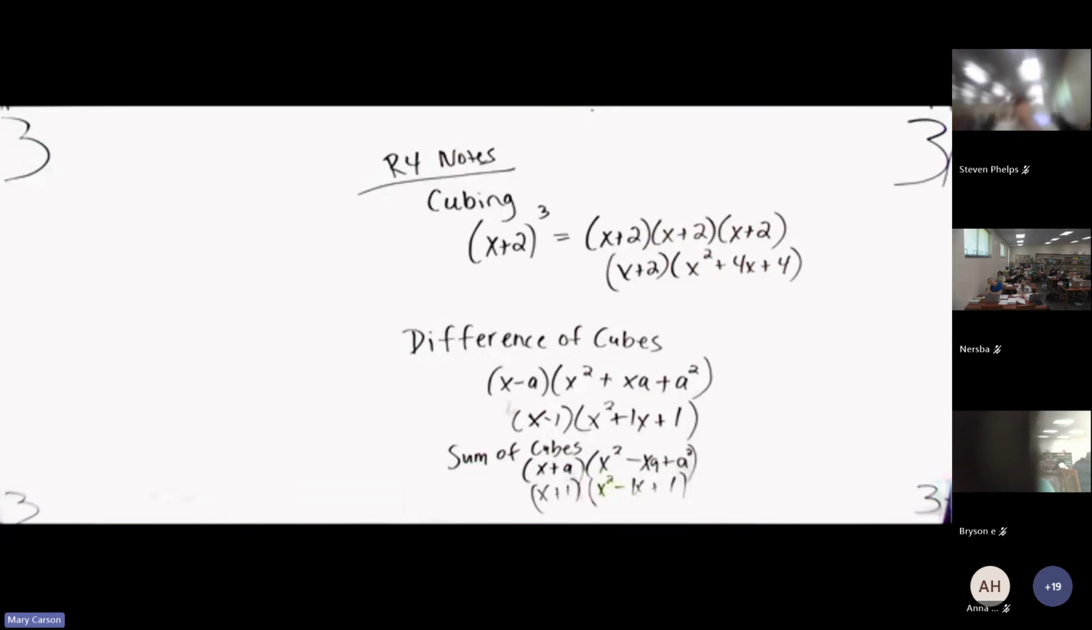R4 also includes dividing polynomials. I'm going to wait on that for later. We don't do as much dividing polynomials. If you remember, for dividing polynomials, you would do synthetic division or long division. So, all right, questions on these? Anybody have any questions?